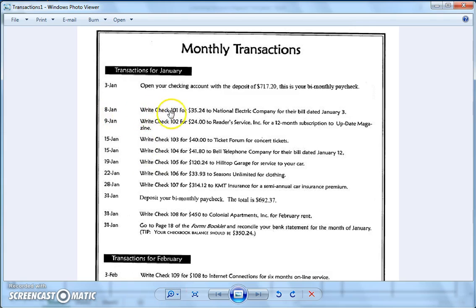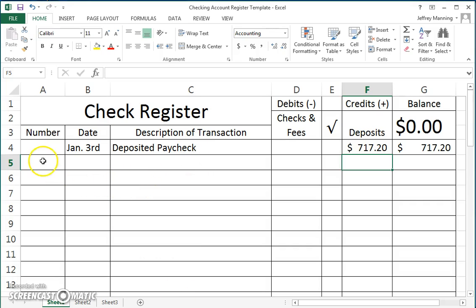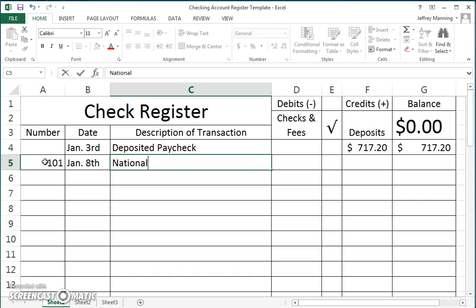January 8th, we wrote check 101 for $35.24 to National Electric Company for their bill dated January 3rd. All right, they're trying to trick you a little bit on the dates, but let's get the number in there first. This was check number 101. Remember, the date is the date that it took place, not the date of the bill or anything else. So we're going to put January 8th because that's when we wrote this check. Description of the check, well, I'm going to put the name of the business that I am writing the check to, which is National Electric Company.